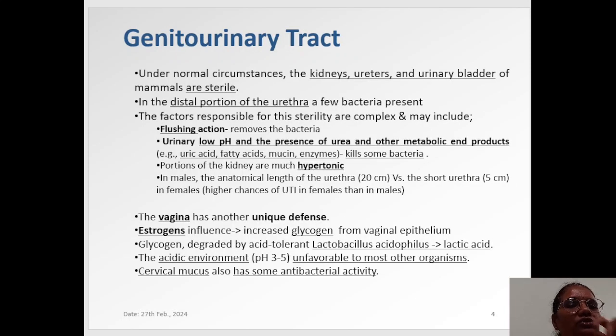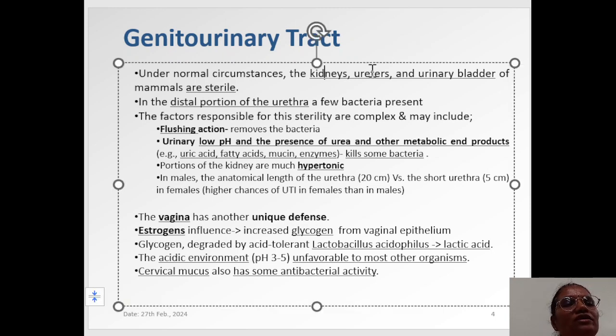Coming to the genitourinary tract. It comprises the kidney, ureter, bladder and urethra. So basically speaking, in a normal situation, the kidney, ureter and urinary bladder remain almost sterile. Only the distal portion of the urethra may have a few bacteria, a few microbes existing there. Now what are the factors responsible for the sterility in this area?